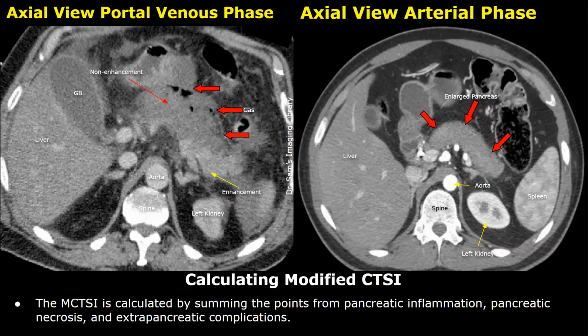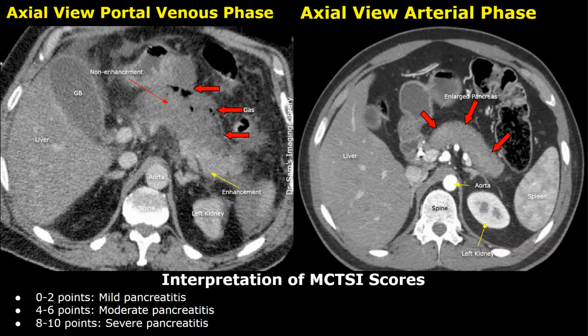The MCTSI is calculated by adding the points from pancreatic inflammation, pancreatic necrosis, and extrapancreatic complications. If the total score is between 0 and 2 points, it is classified as mild pancreatitis. If the total score is between 4 and 6 points, it is considered moderate pancreatitis. And if the total score is between 8 and 10 points, it is classified as severe pancreatitis.